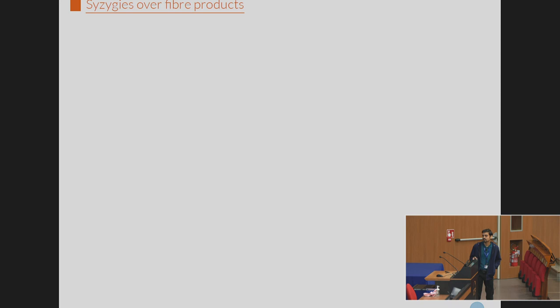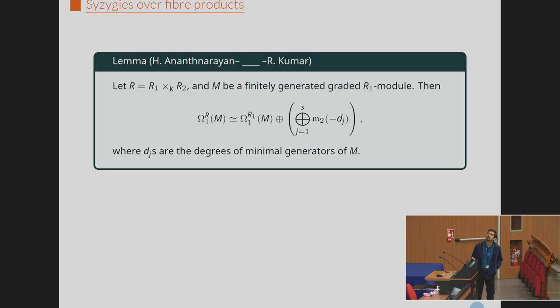So in order to understand the Betti cone, one has to understand free resolutions, and for that we'll have to understand how the syzygies look. So that's where we started, and we have this result that if R is a fiber product, and we consider a finitely generated R1-module M, then we can think of M as an R-module. And considering M as an R-module, its first syzygy module is isomorphic, by a graded isomorphism, to this. So it can be decomposed as some copies of M2 with appropriate shifts that come from the generators of M, and the first syzygy of M over R1.